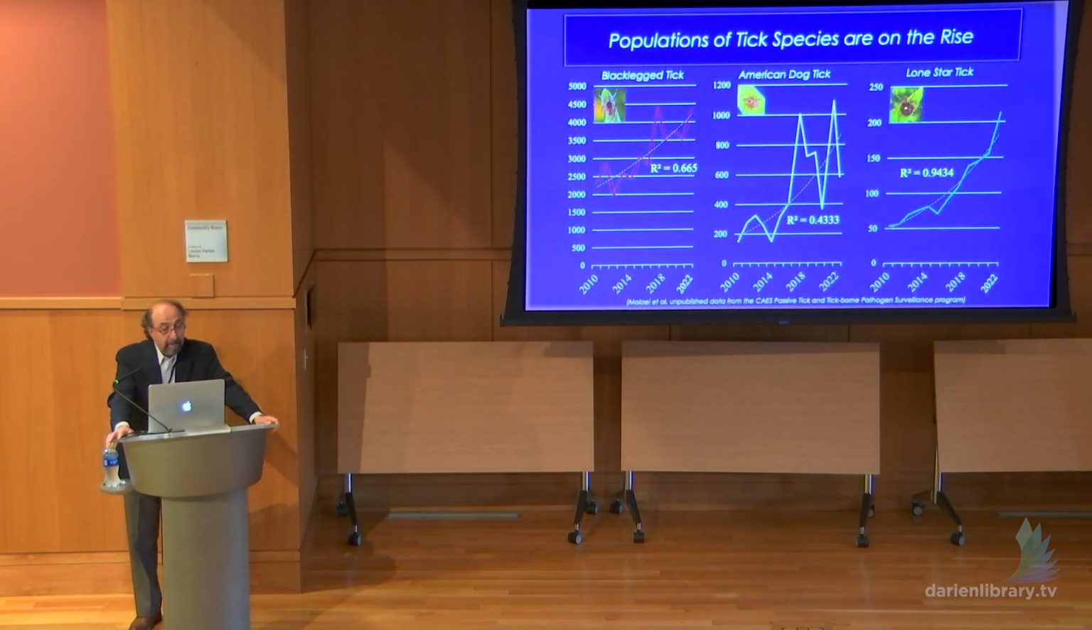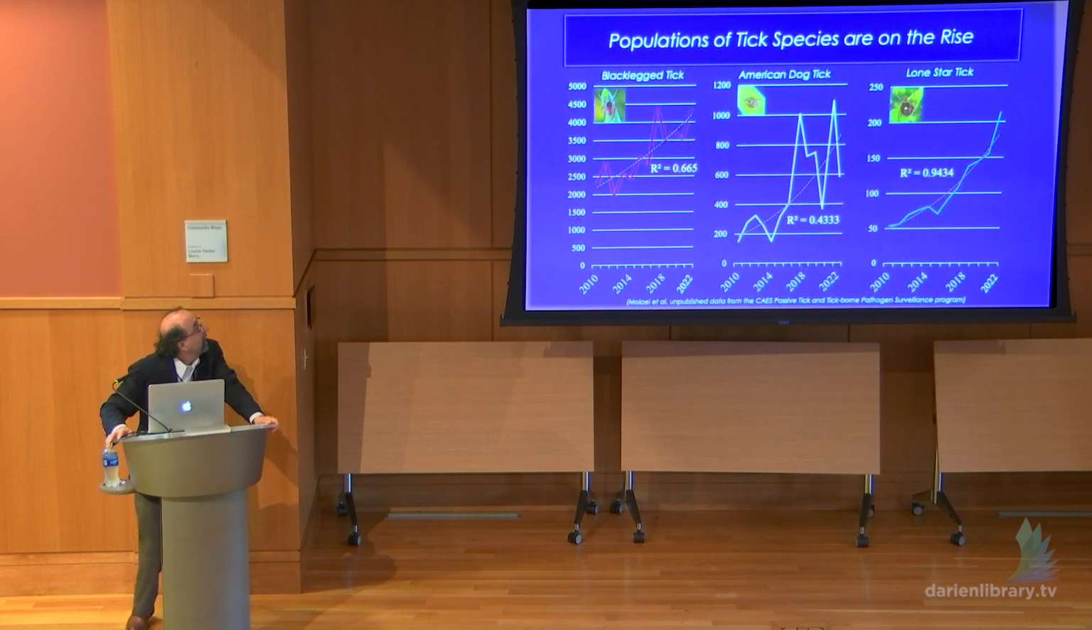Over the past decade or so, as you can see, the population of all three tick species, black-legged tick, American dog tick, Lone Star tick, has increased substantially. Some of them, like black-legged tick and American dog tick, you see some fluctuation in the population of these two tick species. However, Lone Star tick population has increased rather substantially and without any fluctuation.